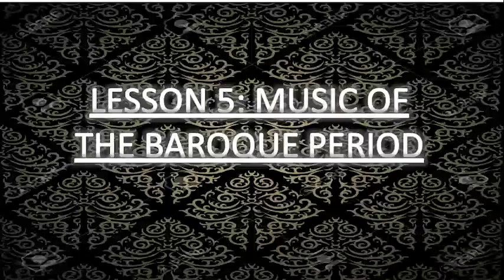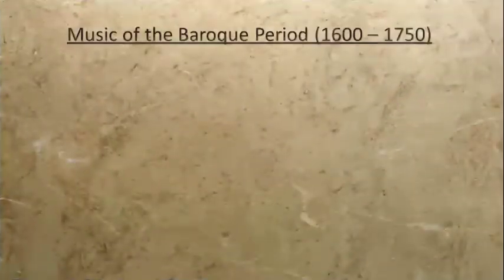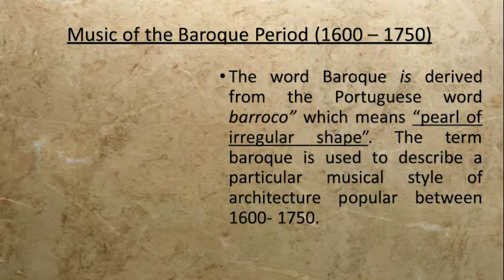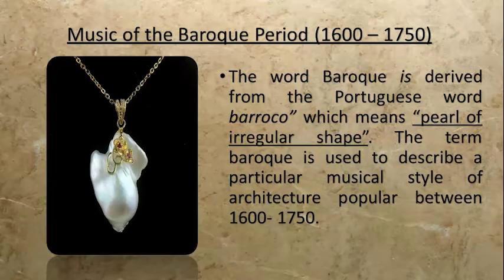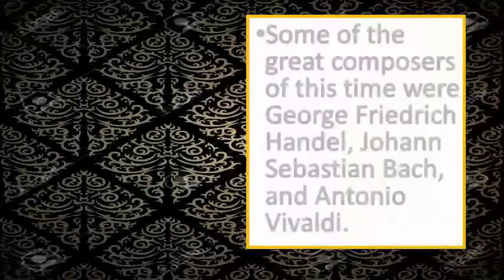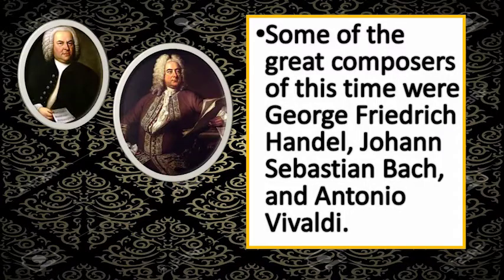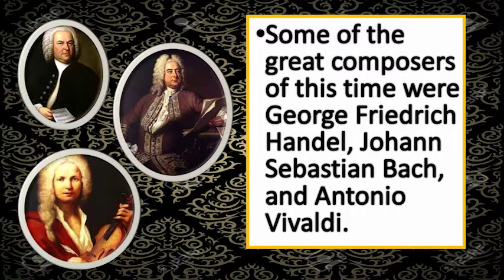Lesson 5, Music of the Baroque Period. Music of the Baroque period, from 1600 to 1750. The word Baroque is derived from the Portuguese word barroco, which means pearl of irregular shape. The term Baroque is used to describe a particular musical style of architecture popular between 1600 to 1750. George Frederick Handel, Johann Sebastian Bach, and Antonio Vivaldi are some of the great composers during this period.